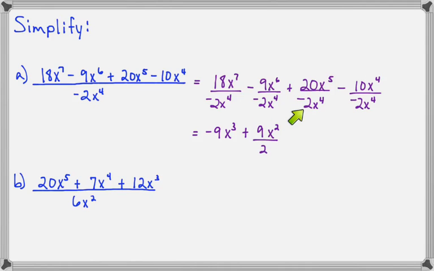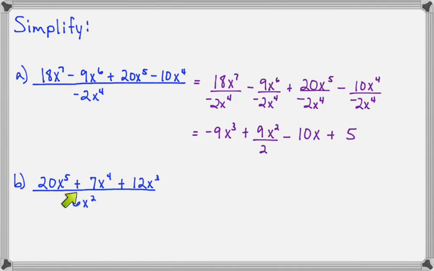20 divided by negative 2 is going to be minus 10. X to the 5th divided by x to the 4th is x. Negative 10 divided by negative 2 is going to be plus 5. X to the 4th divided by x to the 4th is x to the 0, which is 1. So I just did not write times 1 here, but we just have the 5 for our final term.